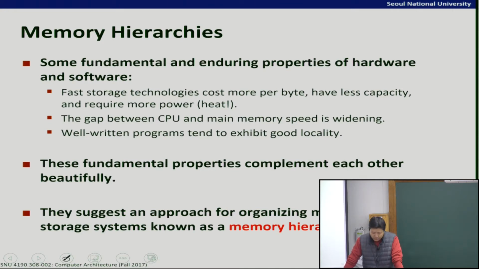Of course, the first point is that fast storage technology costs more per byte, like SRAM. For example, fast storage is SRAM. SRAM takes more area, so it's more expensive. So you have less capacity and require more power, because it takes a lot more area than a small DRAM cell.